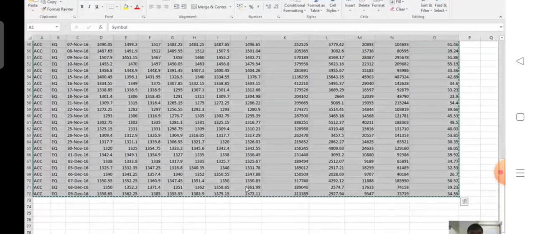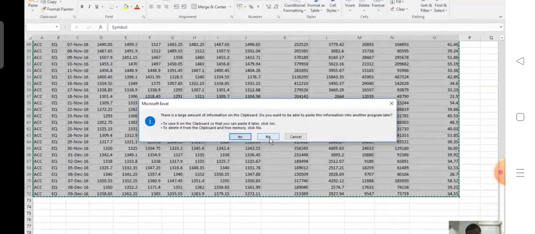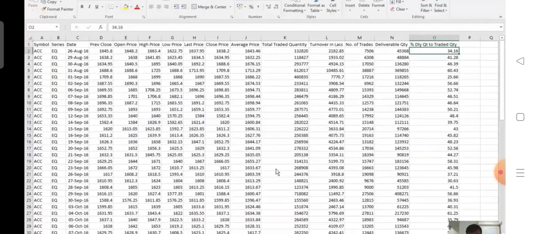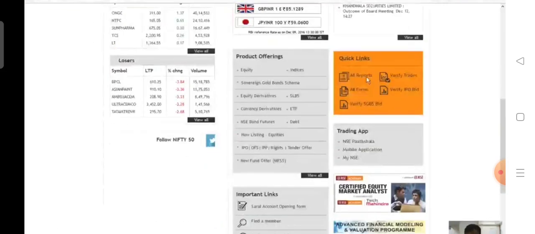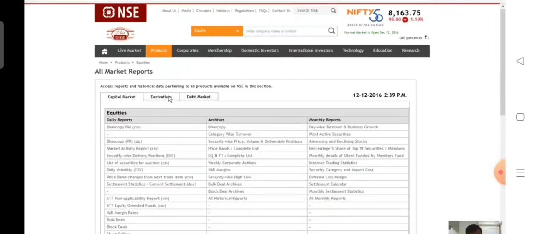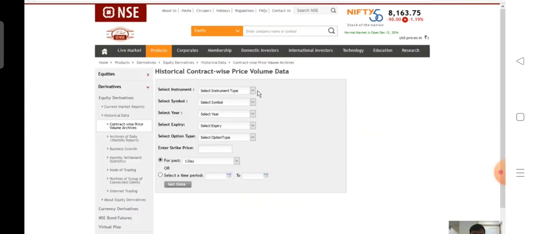Now we have to derive the derivative data. So let us go to derivative data retrieving. Let us go to the home page again. Let us go to all reports. Let us go to derivatives. You need to get in, because you are retrieving the old data, so you need to see the archive. So in archive, go to contract wise price volume data.